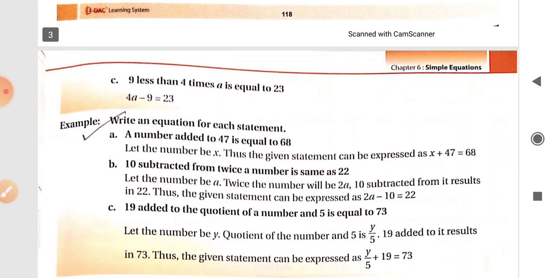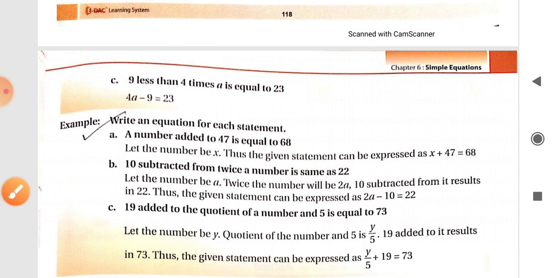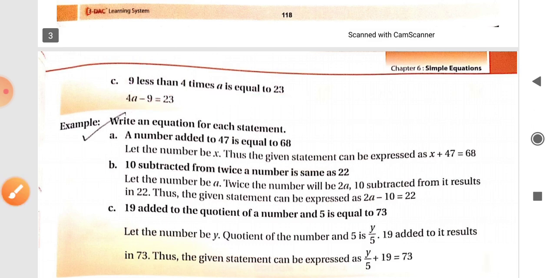And next example is 9 less than 4 times a is equal to 23. Then we can write, first of all we will write 4 times a. 4 times a is 4a. Now 9 less than 4 times a means 4a minus 9, less than means subtraction. So we will write 4a minus 9 is equal to 23. So the answer is 4a minus 9 is equal to 23.